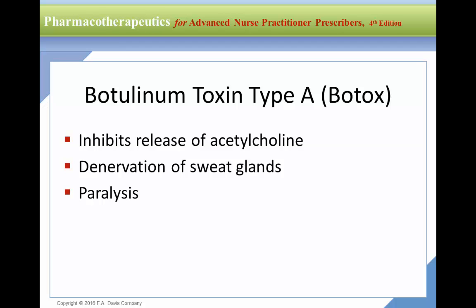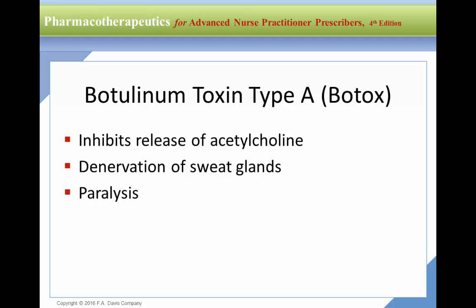Botox is basically used for patients that have hyperhidrosis because they produce a denervation of the sweat glands. Muscle paralysis, so it is basically used for patients that need to block neuromuscular transmission, for the detrusor muscle, to inhibit acetylcholine release when patients have overactive bladder. So again, they block neuromuscular transmission.